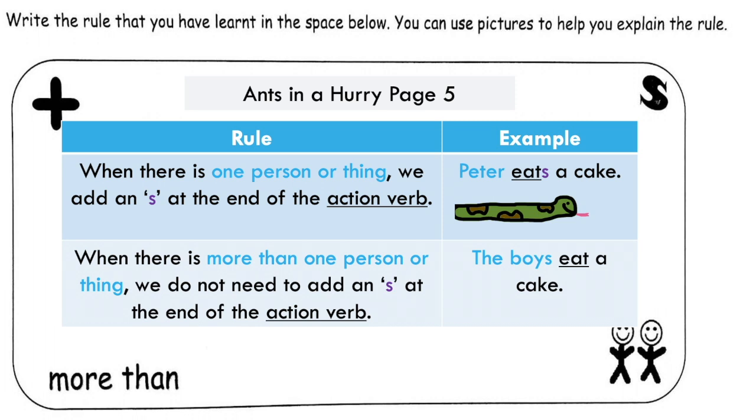Another rule that we learned is that when there is more than one person or thing, we do not need to add an S at the end of the action verb. So the boys eat a cake.